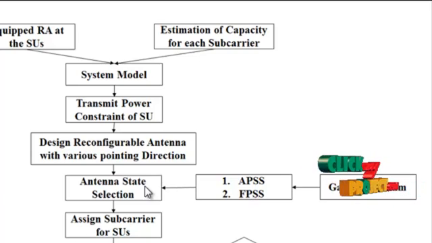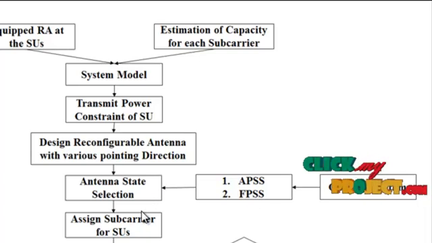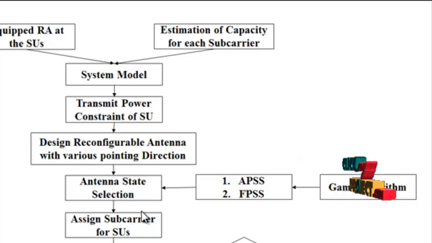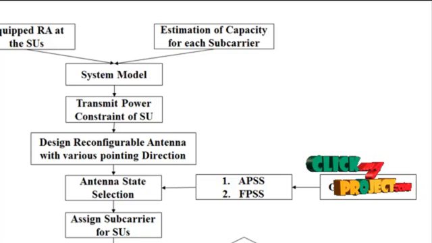The complexity of the subcarrier allocation increases when the number of states increases. To reduce the complexity, the SU selects candidate antenna states among those fixed directions by implementing the game algorithm. The joint subcarrier allocation and antenna state allocation algorithm is then proposed.